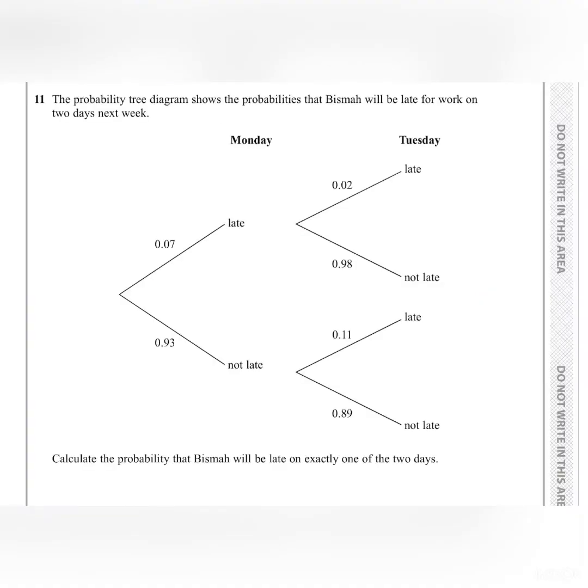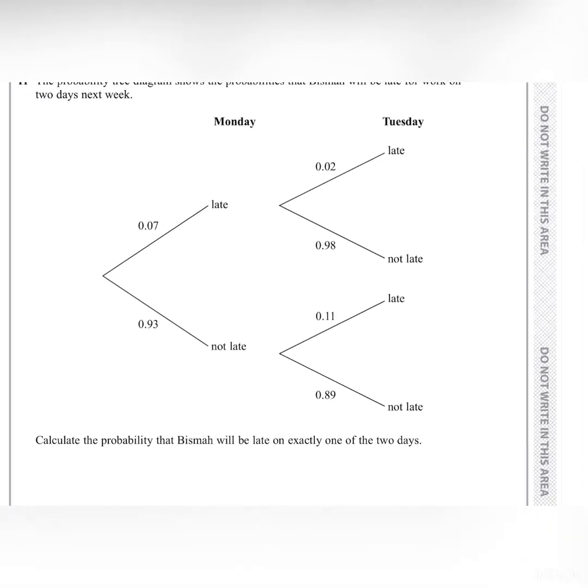Okay, question number 11, it says the probability tree diagram shows the probabilities that Bisma will be late for work on 2 days next week. So we're given probability for Monday, late is 0.07 and not late is 0.93. And then on a Tuesday, we've got slightly different probability, 0.02 and then 0.98. And then we've got something different here, 0.11 and 0.89.